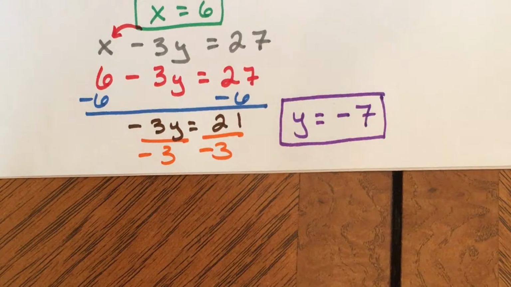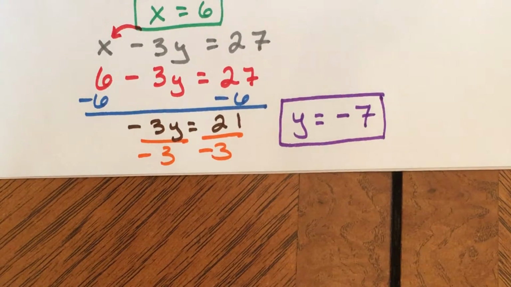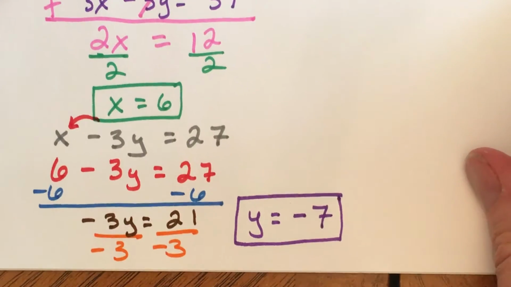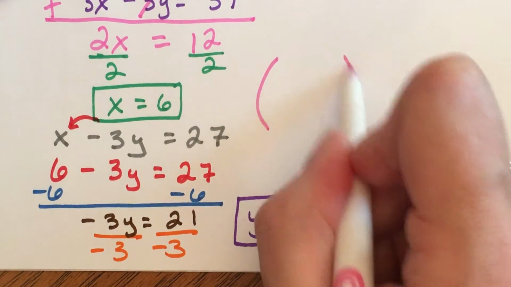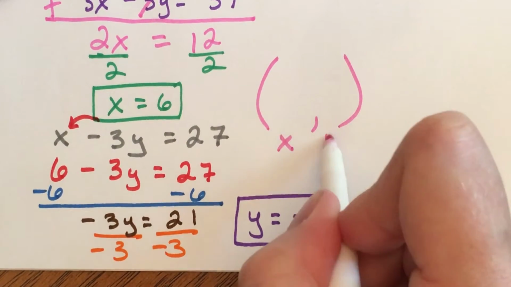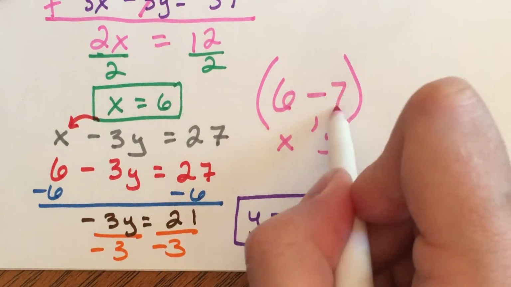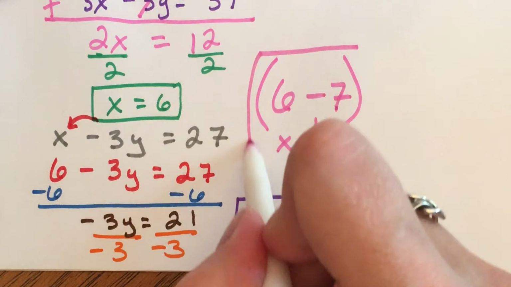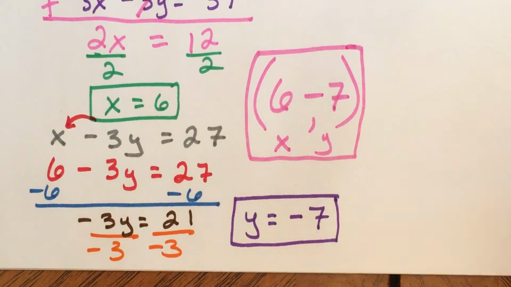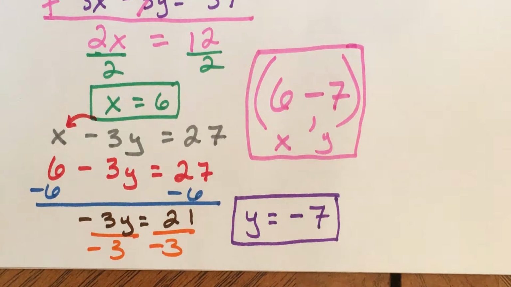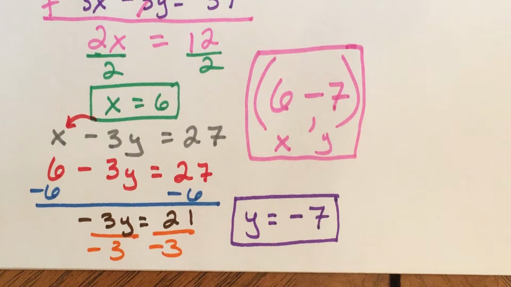Hey, we're just about finished. I just need to write my final answer. Final answer, parentheses, x and y, 6 for the x, negative 7 for the y, and we are finished. Nice job. Why don't you pause the video and see if you can do number 2 and number 4. I will be very happy to help you if you need any help.